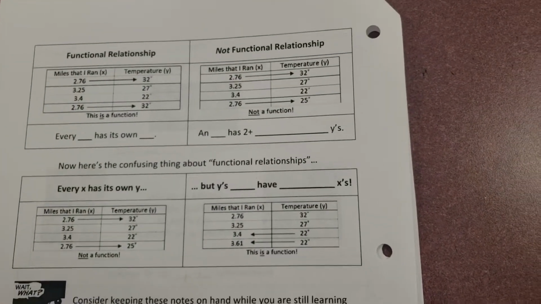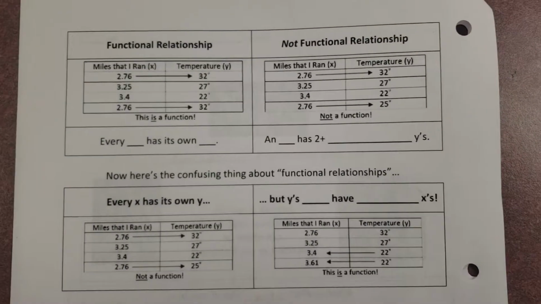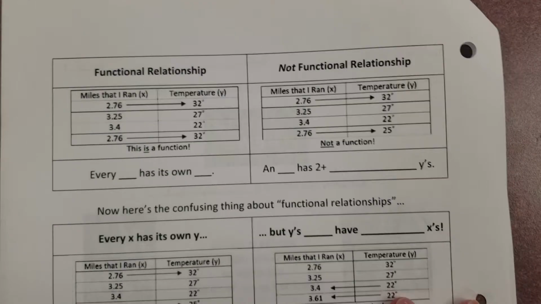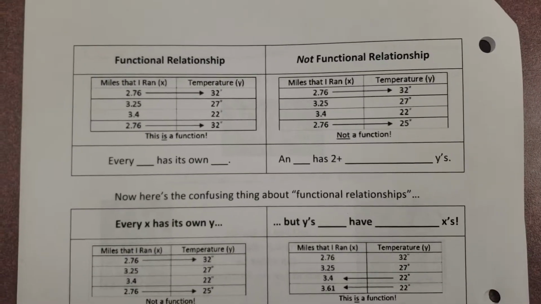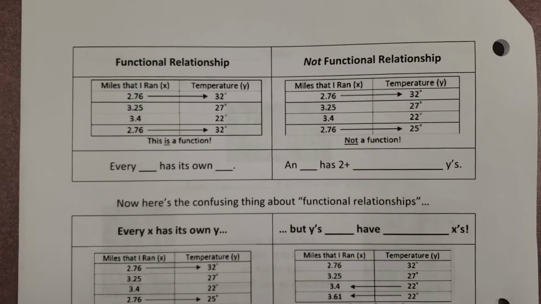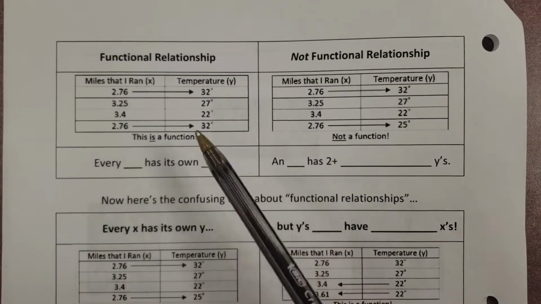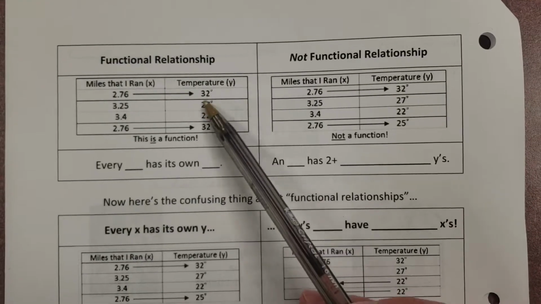So, all right, like we said, relationships can be generated by something like the cost of a pizza, but it can also be something that's kind of random, something that's unrelated. So, for example, this is mileage that I ran in December and the temperature that it was outside.